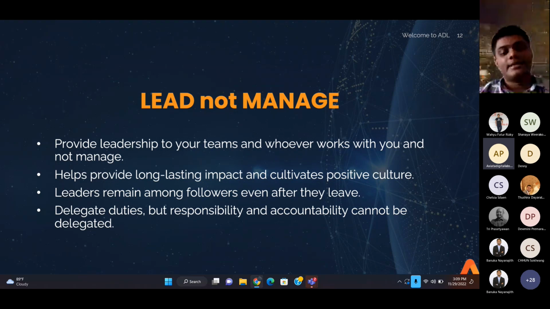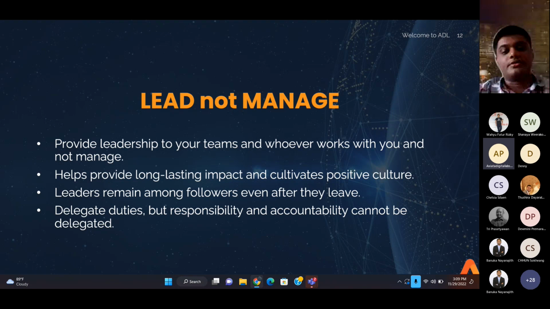And in such instances, delegation of duties is possible, but responsibility or accountability cannot be delegated. Just because you are a team lead for 10 people, that means you can delegate the duties. Yes, of course, you have 10 engineers, you can delegate, but that doesn't mean you can delegate the responsibility. You cannot say that person didn't do this, so therefore I cannot do this.